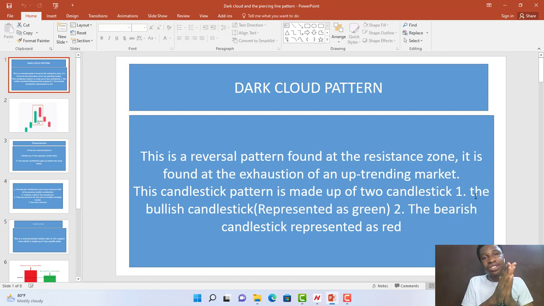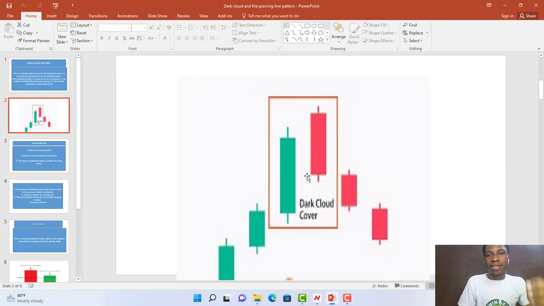Remember, at the resistance zone, the initial candlestick, which is the first candlestick, is the green candlestick. Then the second candlestick is the red candlestick, made up of two candlesticks, right? So this is what we are trying to talk about. You can see the dark cloud cover, the market buying, buying, buying.